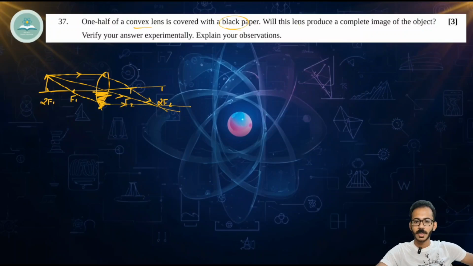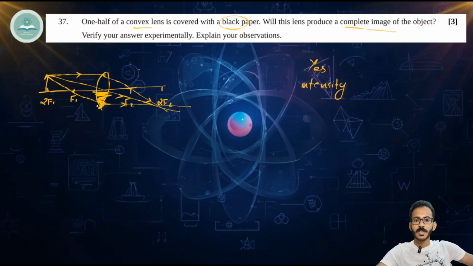Okay, so will this lens produce a complete image of the object? Yes, it will surely produce. It will produce a complete image, but the intensity of the image will reduce. It will be less. Verify your answer experimentally.